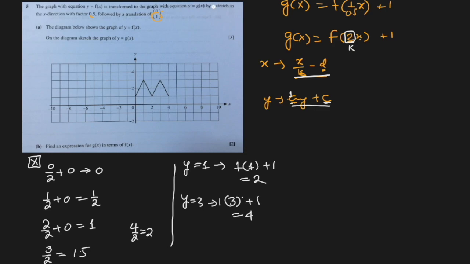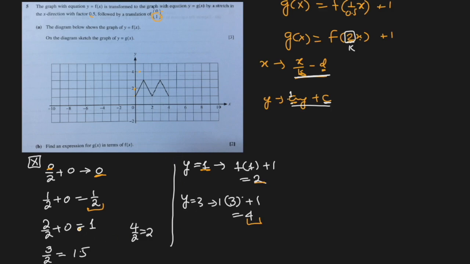Okay, and now we can draw the graphs. So x coordinate of this one was 0 and 1. So this 0 and 1, we'll get 0 and 2. This will become 1 point. Next, this point is 1 and 3. So 1 became half and 3 became 4. So 1 became half is here and 4 here.